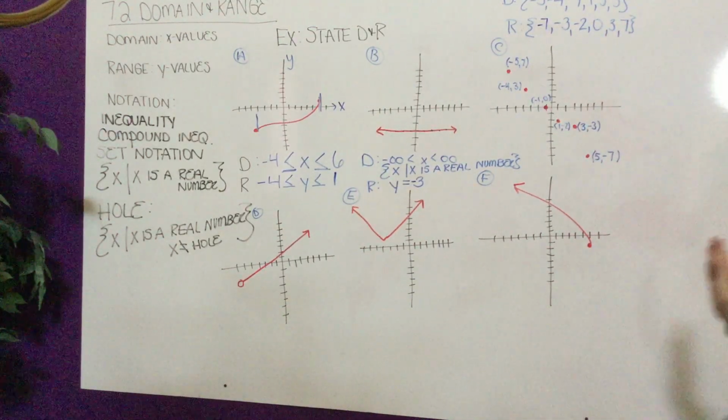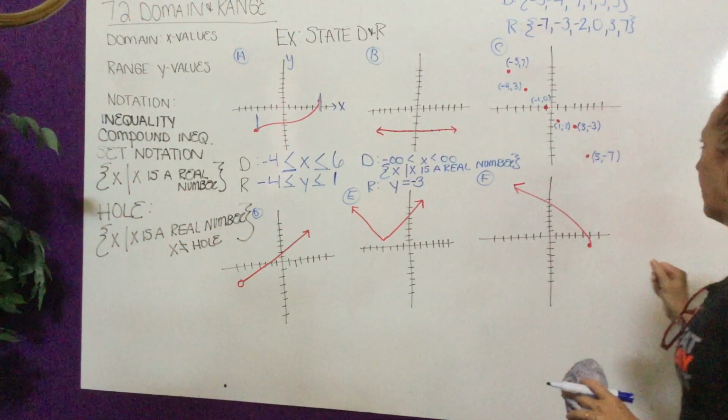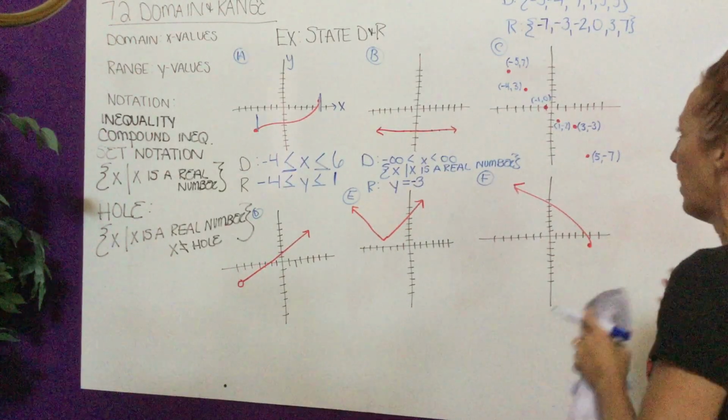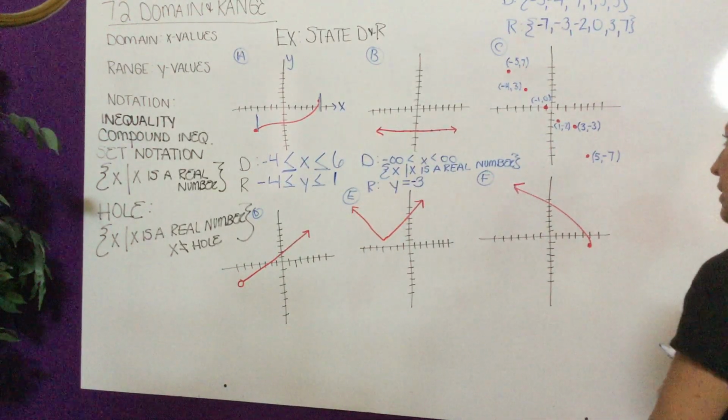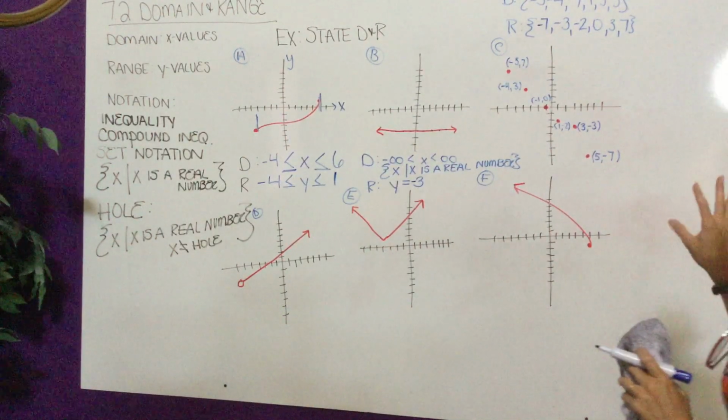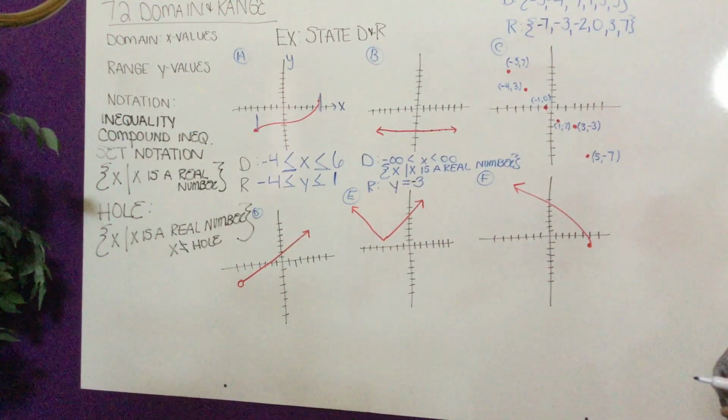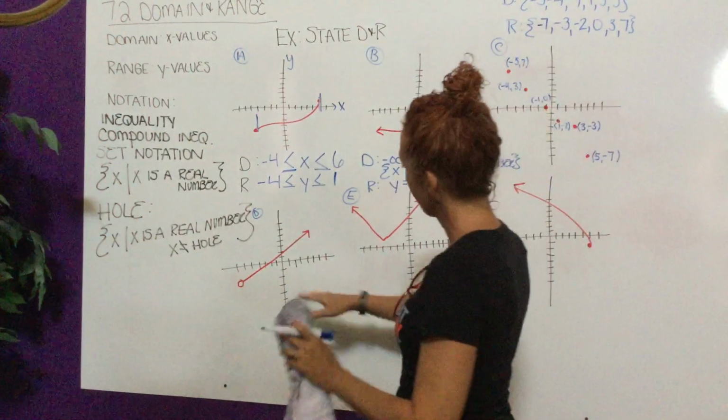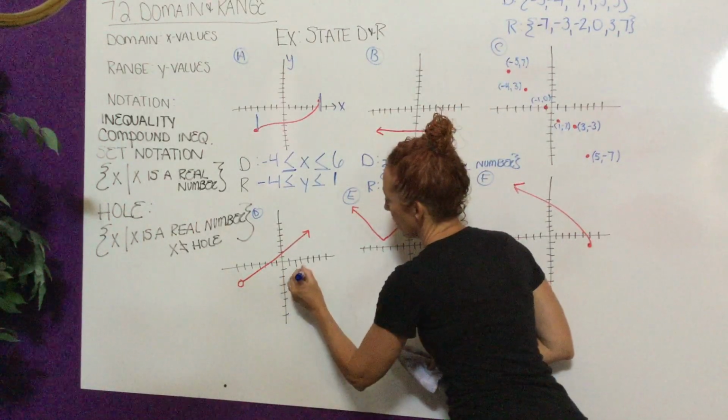So each one of these has a little bit of a different kind of twist. It's still doing the same thing. What are the x's? What are the y's? But depending on what your graph looks like, your answer is much different. All right, let's look at this one. Domain and range.